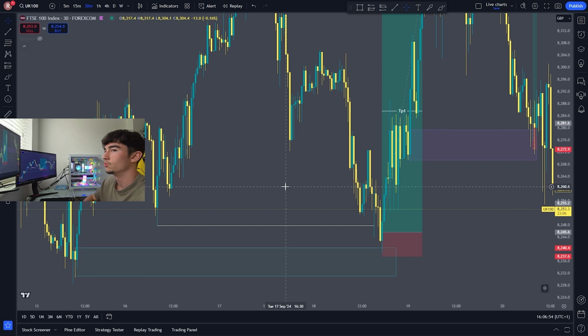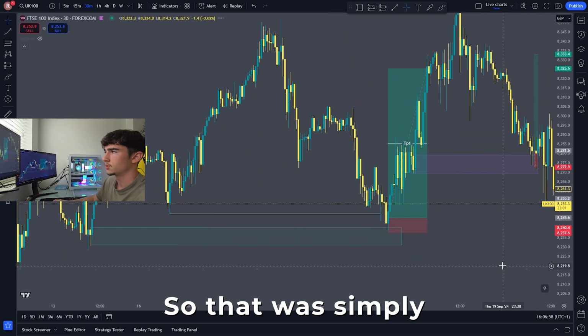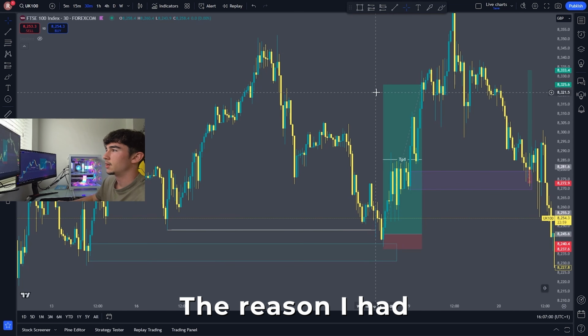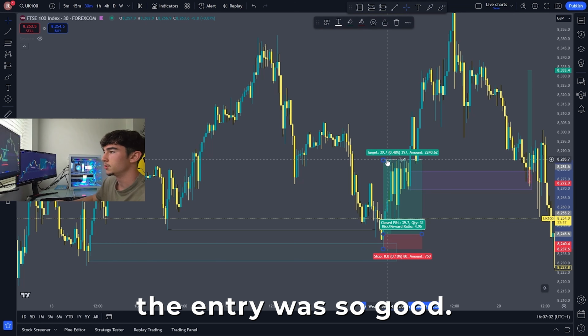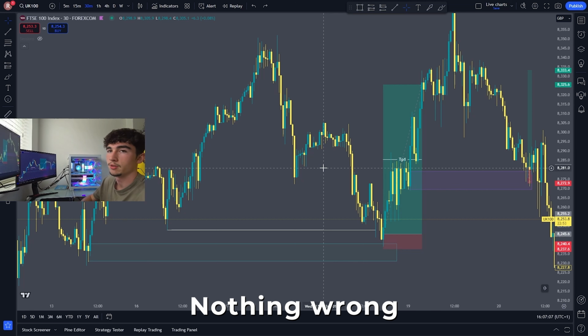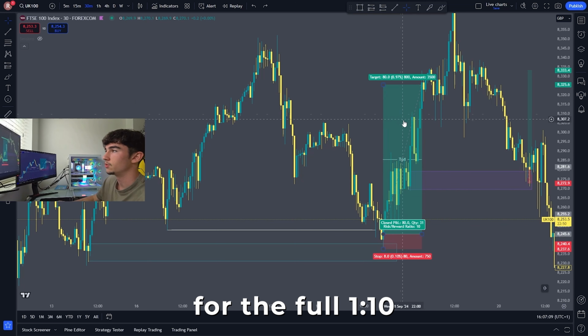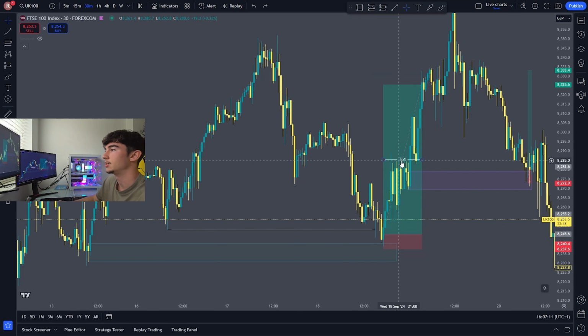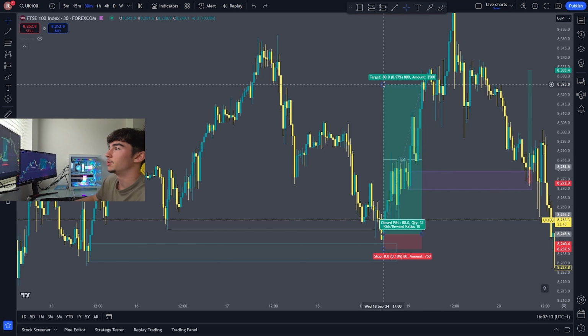Depends on how risk tolerant you are and what position you're in. So that was simply our entry. The reason I had this right here is just because the entry was so good that at 1 to 5, lock in 2.5%, nothing wrong with that, and then just aim the rest for the full 1 to 10. So that's why I had this TP1 in the middle of nowhere. It does seem a bit random.